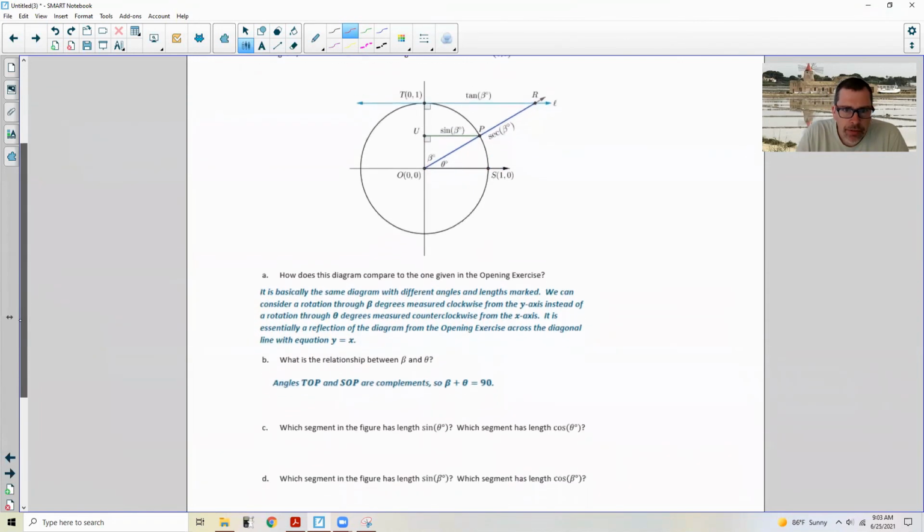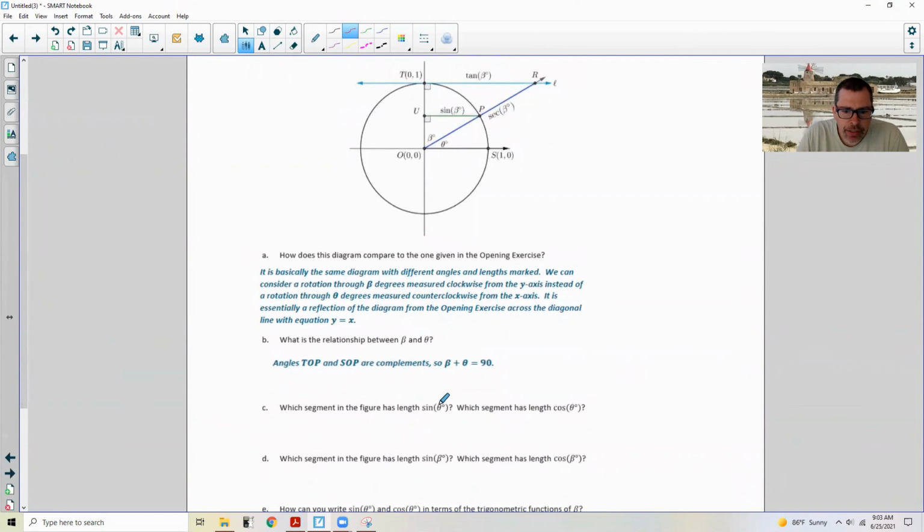Part C says, which segment in the figure has a length of sine theta? And which segment has a length cosine theta? Okay, in this one, you need to be careful with your thoughts. OU equals sine theta. Here is OU. If I were to draw a rectangle, OU would be the distance from here to here as well. And since theta's here, that'd be the point, whatever this value is, P. Okay, and that is equal to OU. So OU equals the sine of theta.